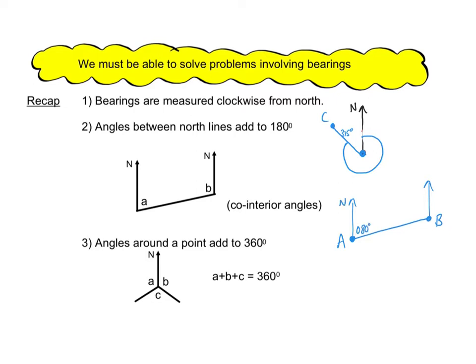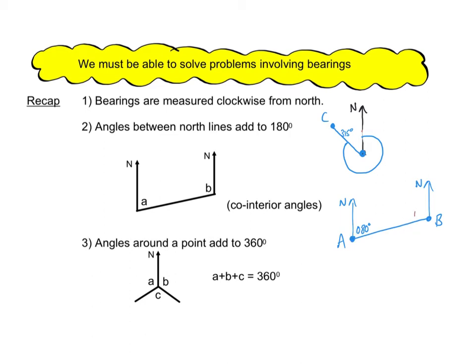Now these are both north lines, which means they're parallel, which means the angles inside here, the co-interior angles as we call them, these two here should add to 180. That's just a rule you'll need to memorize. So if that's 80, that must be 100 degrees. So I can put that in as an angle here.